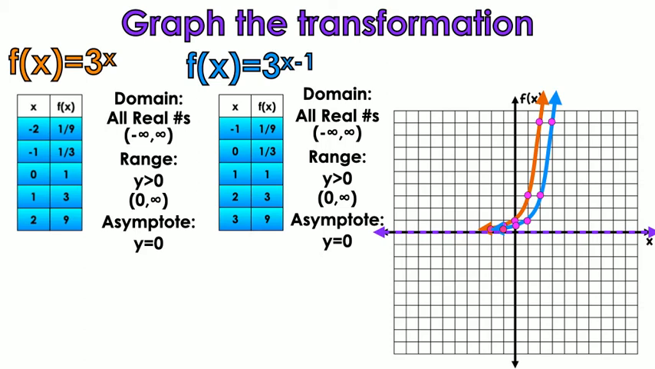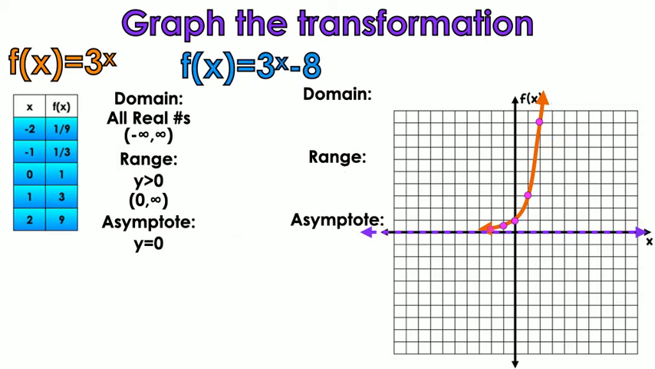Next transformation. Notice my first graph is already up on the screen. No need to keep graphing it over and over again. Okay, now we have to focus on our equation. This equation, f of x equals 3 to the x minus 8. Minus 8 is a regular sized number. It is not in the exponent with the x.